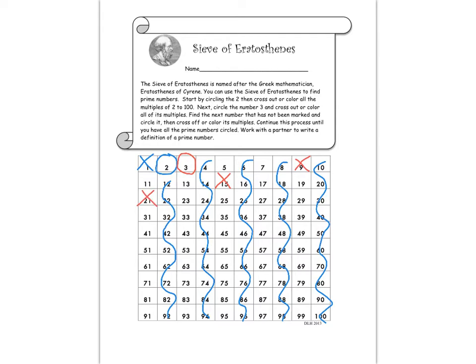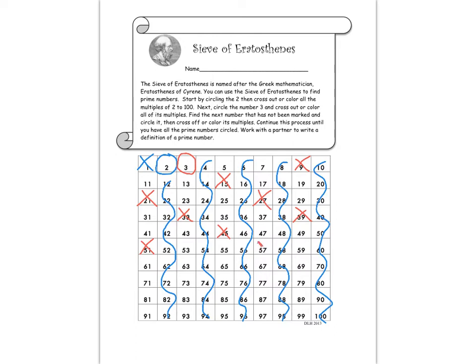21, 27, 33, 39, 45, 51. Now 51 is one of those numbers that lots of kids think is prime because it ends in 1. But if you add 5 plus 1, that sum is 6. And because 6 is divisible by 3, so is the number 51.